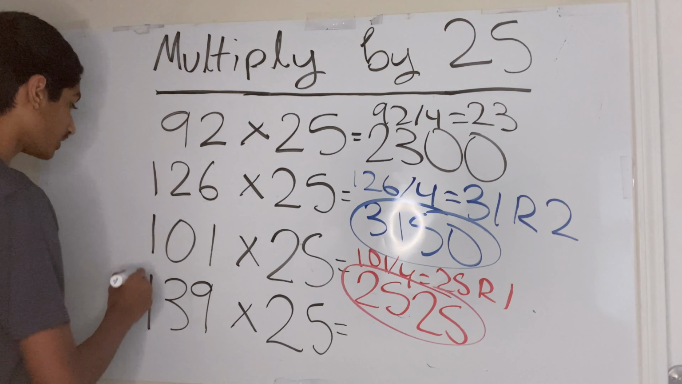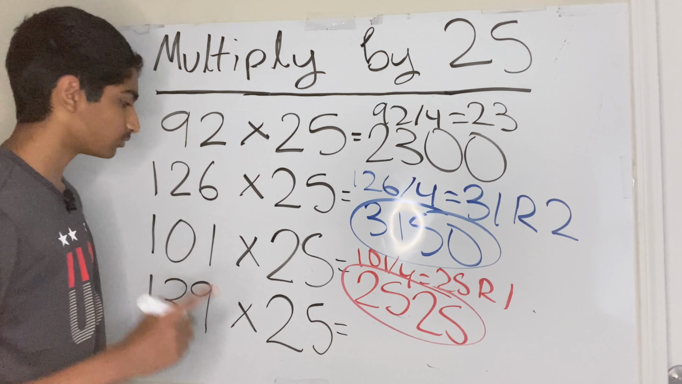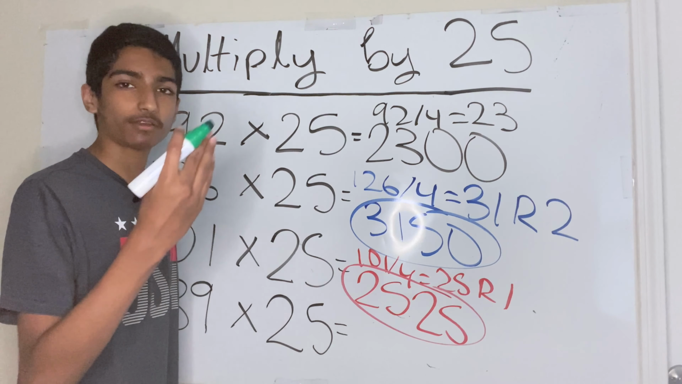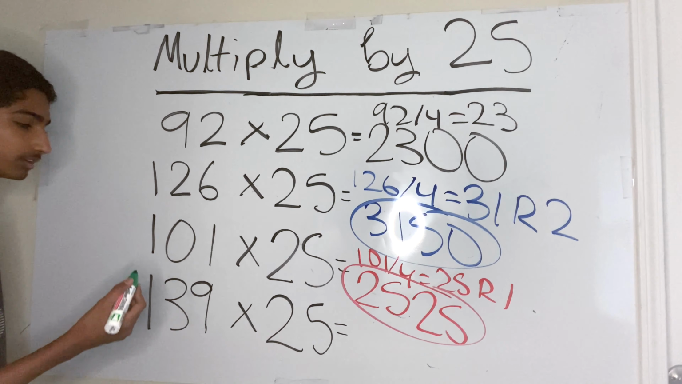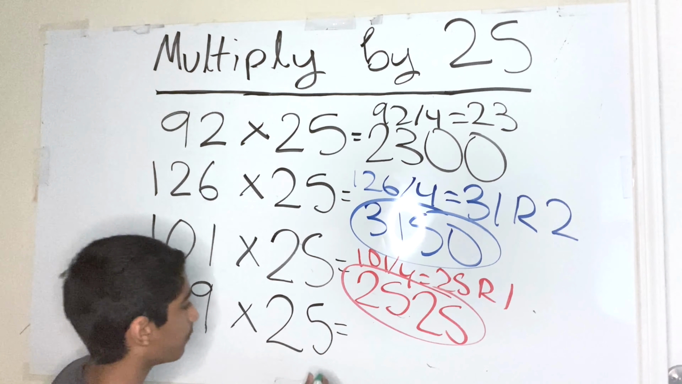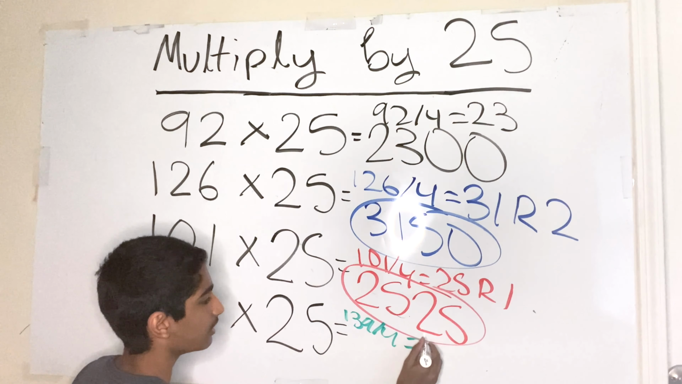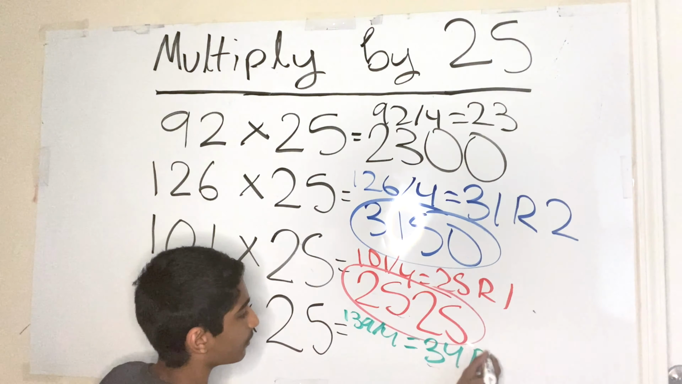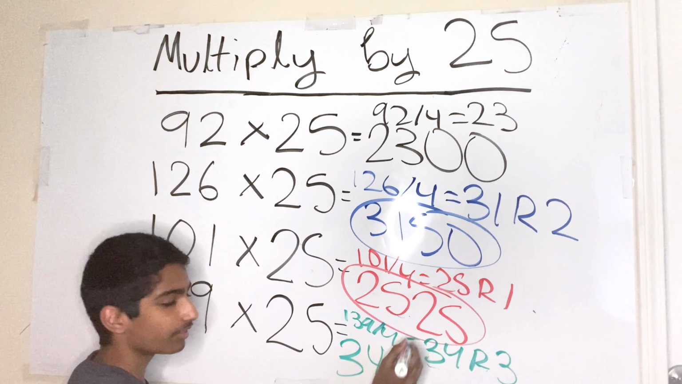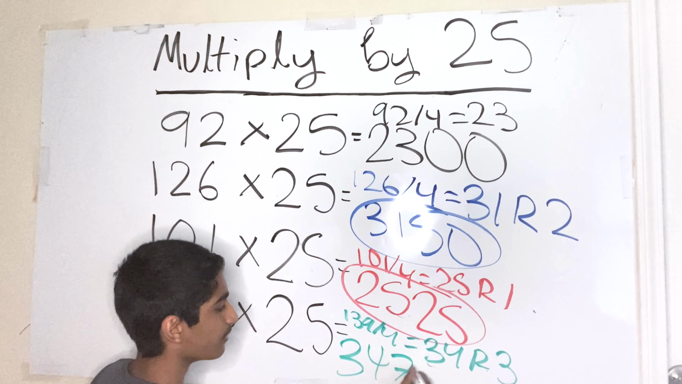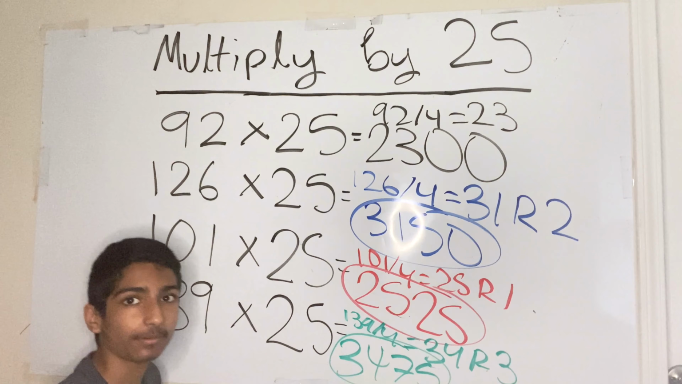Now for this last one, we have 139 times 25. 139 is 1 less than 140, which is actually divisible by 4. So then 140 divided by 4 would just be 35. So then 139 divided by 4 would just be 34 with a remainder of 3. So we have 34 at the start, and that remainder of 3 causes a 75 to come right after it. And that's our answer for the last example.